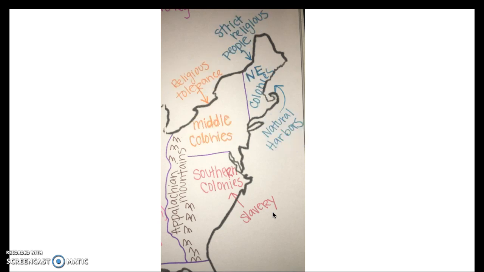So let's kind of do a review. This was the original 13 colonies. So make sure we've labeled here our barrier with our Appalachian Mountains. You see my little mountains right there. We have our New England colonies with our natural harbors and our really strict religious people. We have the middle colonies, which actually were more tolerant, right? They had religious tolerance, which means they accepted everybody over here. And then we have the southern colonies where we had our slaves.